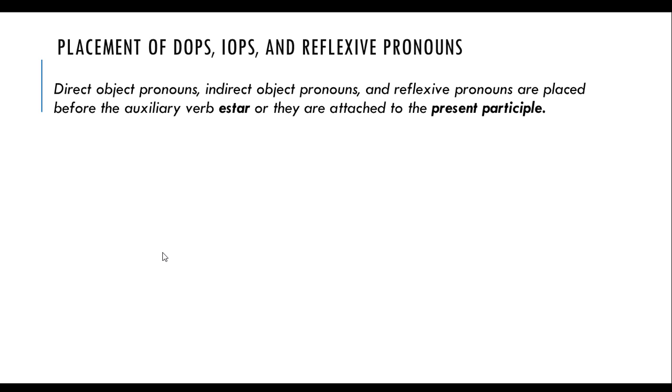Placements of direct object pronouns, indirect object pronouns, and reflexive pronouns, they are going to be placed before the auxiliary verb estar, or they're going to be attached to the present participle. And if you attach it to the present participle, you're going to add an accent on the strong vowel.